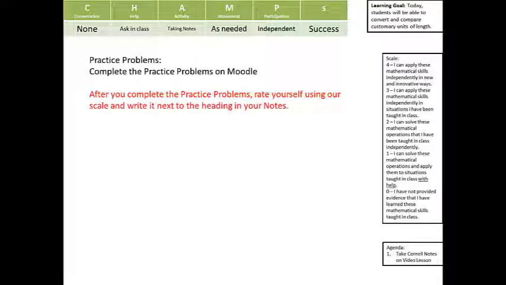Alright, so now it is time to do your practice problems. Go ahead and sign on to Moodle, complete those practice problems, and then rate yourself using our scale, and write where you are next to the heading in your notes as to your ranking on our scale.